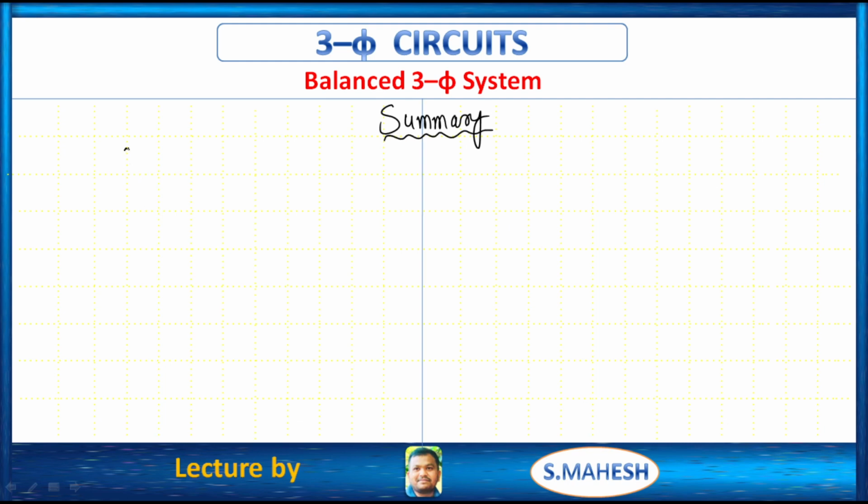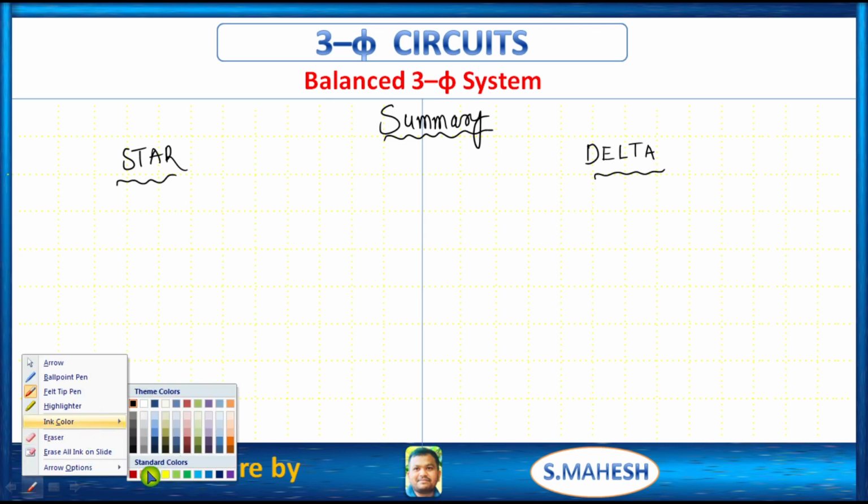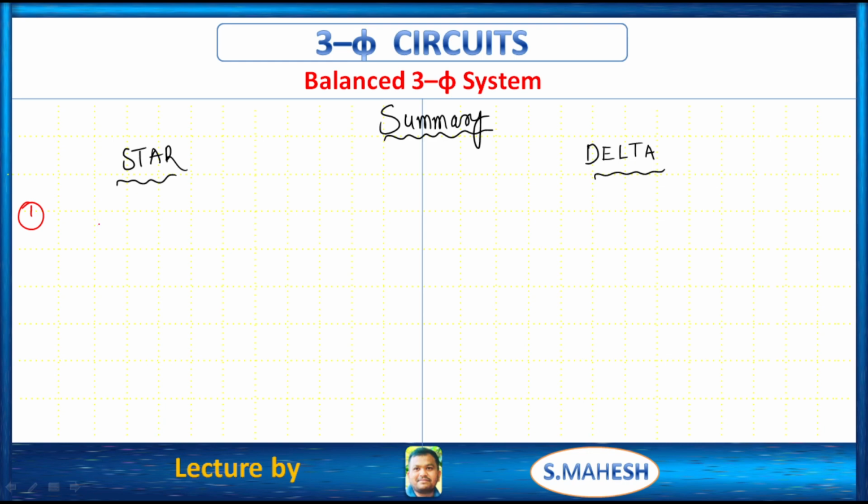Okay. Here we have what? Star. Here we have what? Delta. Okay. Here the first point is what? IR, IY, IB, which are nothing but what? Phase currents in case of star connection, which are nothing but what? Line currents, right? Therefore, I phase is equal to IL.